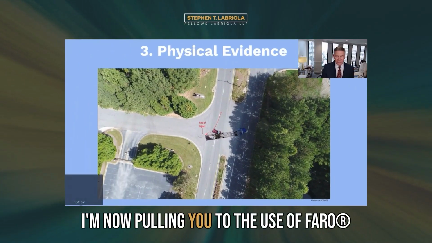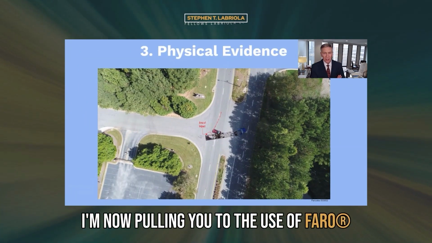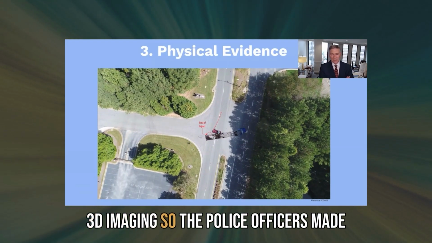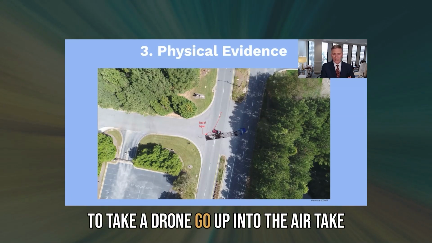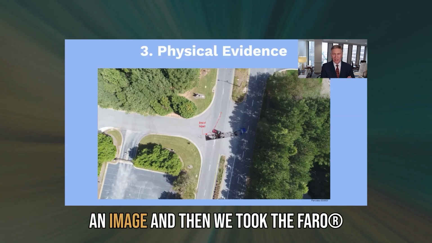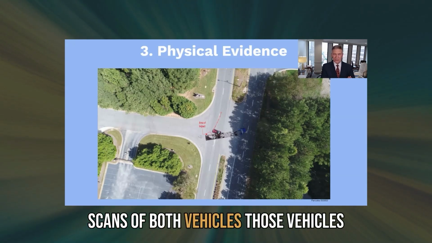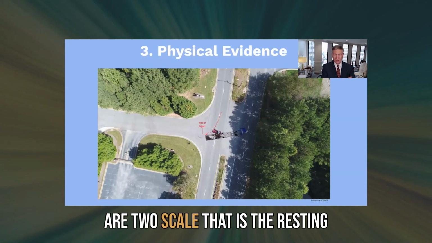I'm now pulling you to the use of Faro 3D imaging. So the police officers made markings on the road. We then were able to take a drone, go up into the air, take an image, and then we took the Faro scans of both vehicles. Those vehicles are to scale.